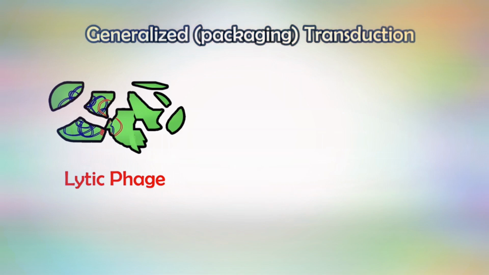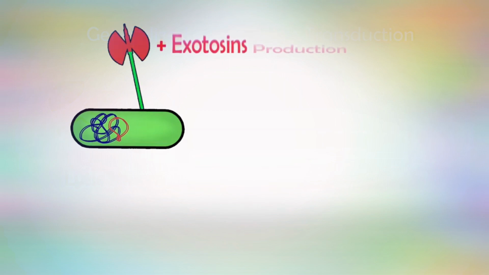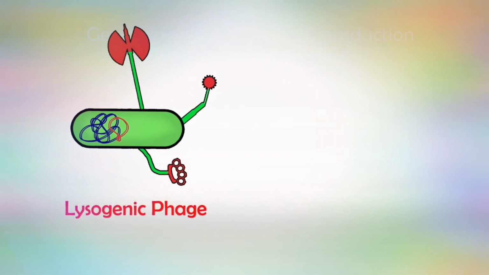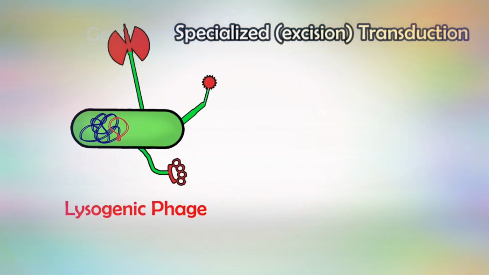If the process results in bacterial death or bacteriolysis, we call it a lytic phage, and the process involved is generalized transduction. Sometimes, however, instead of killing the bacteria, the injected genome gives the bacteria some special characteristics, like production of exotoxins, resistance to heat, and resistance to antibiotics. In this case, the phage is called lysogenic, and the process is referred to as specialized transduction.